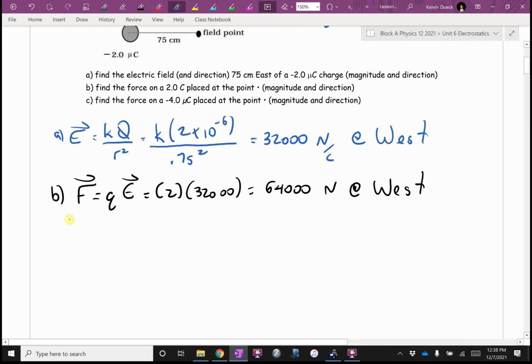C says, find the force on a -4 microcoulomb charge. I can do the same thing, Hannah. I can go Q times electric field. Am I going to put the negative in? No. So it's going to be 4 microcoulombs times 32,000.